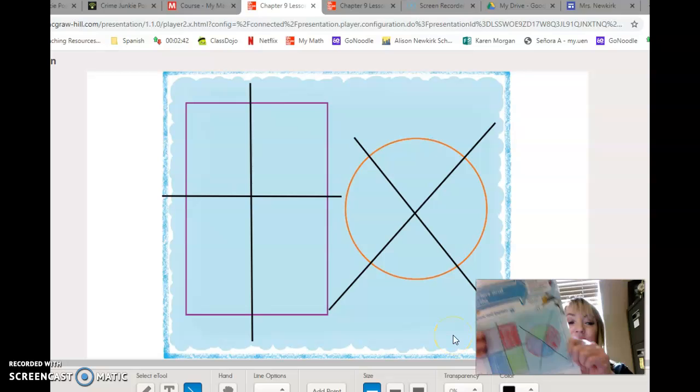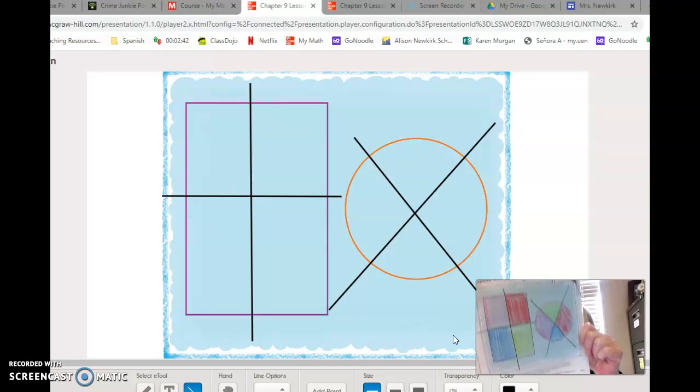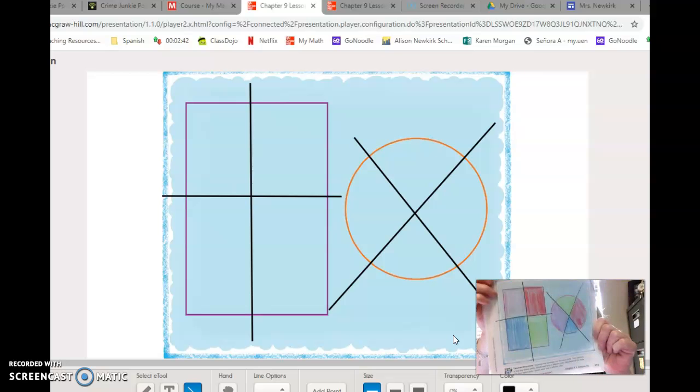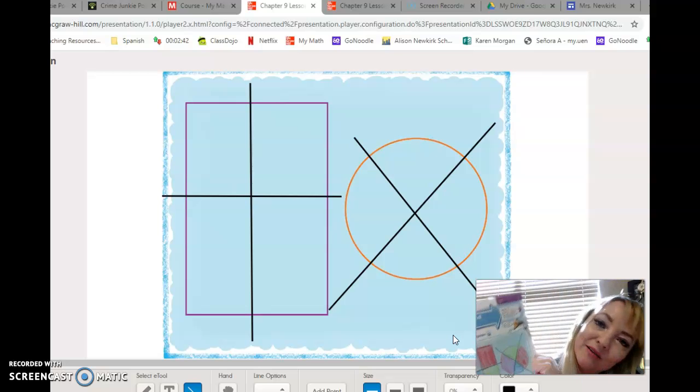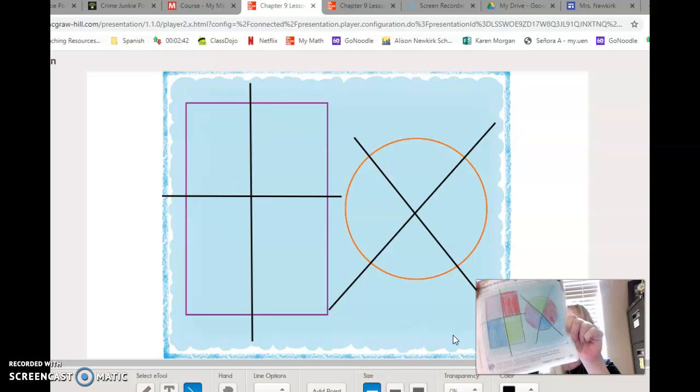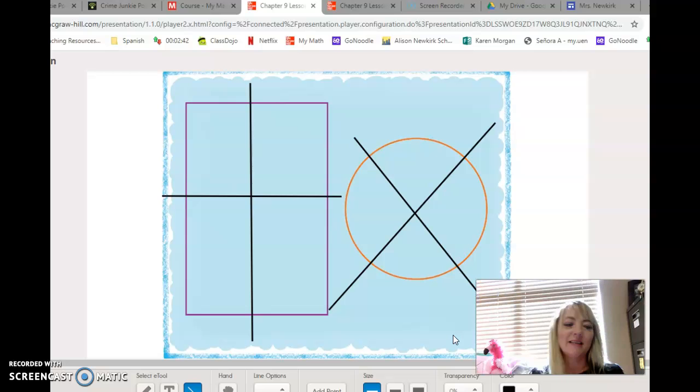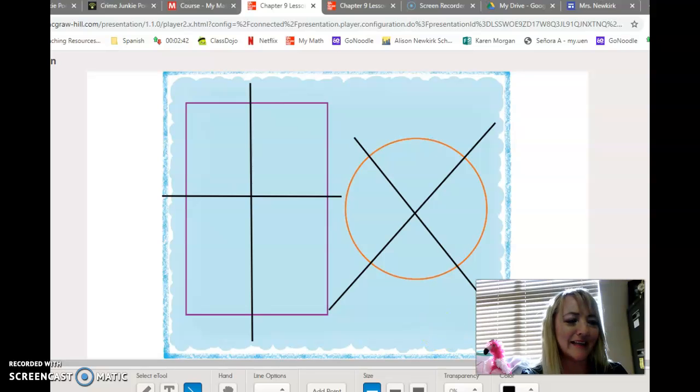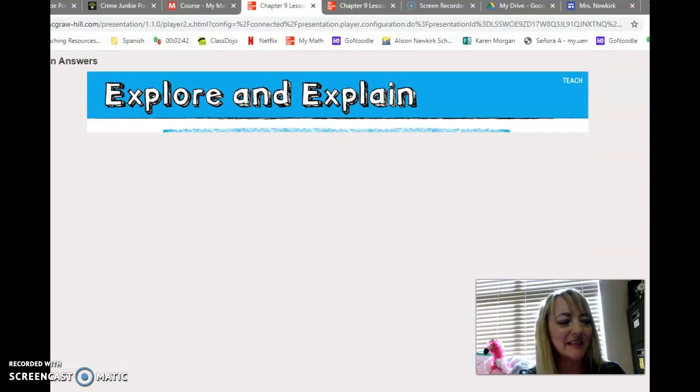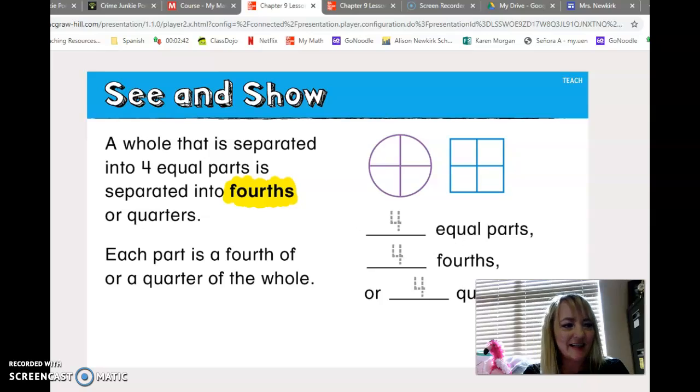So here's how I did mine. It's like a mirror, it's hard. They're not perfect. They're not perfectly separated into fourths, but there you go. They're not exactly equal. Okay, let's go on to our see and show on the inside.